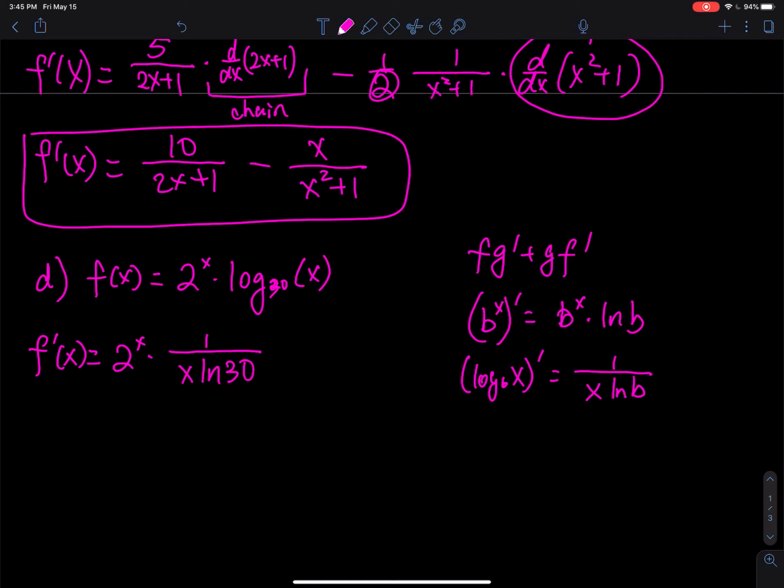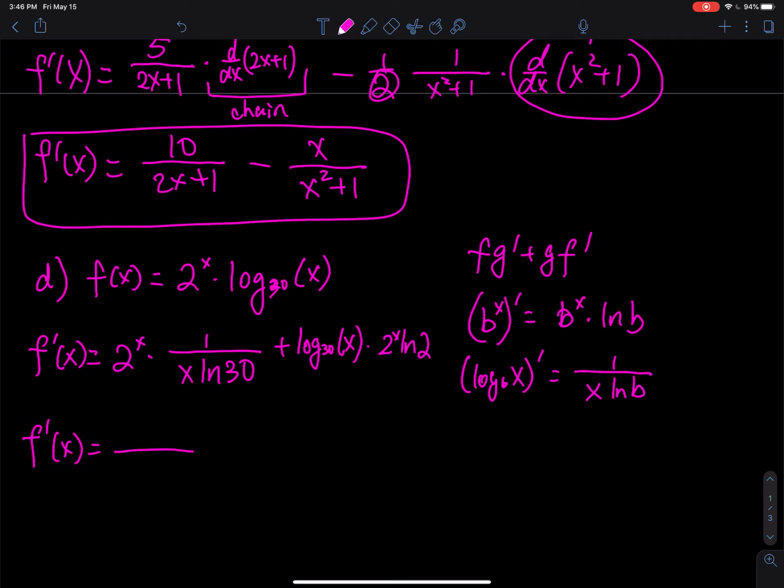And then plus g f prime, so copy g, and then the derivative of 2 raised to the x is 2 raised to the x times ln 2. Do not evaluate ln 30 and ln 2. This problem is not about evaluating a natural logarithm.